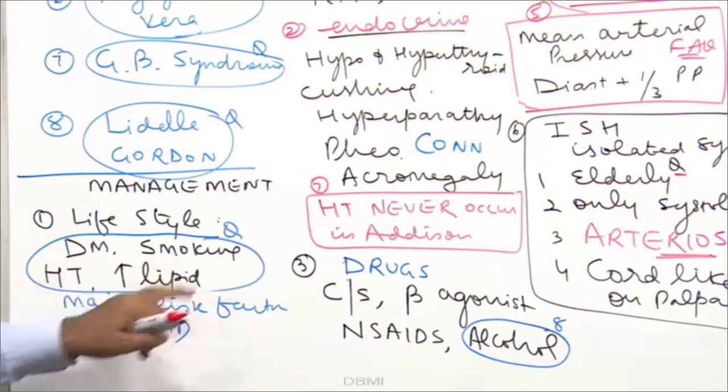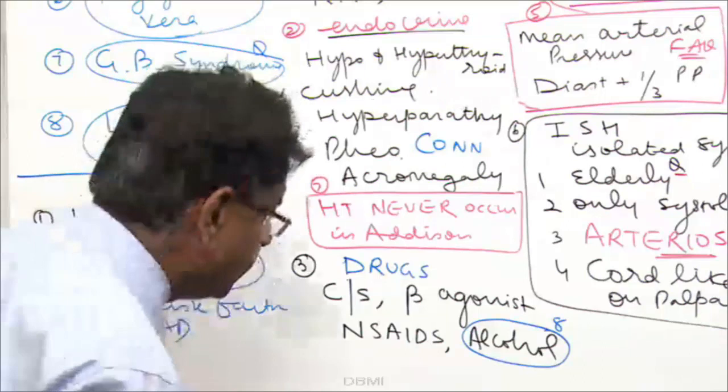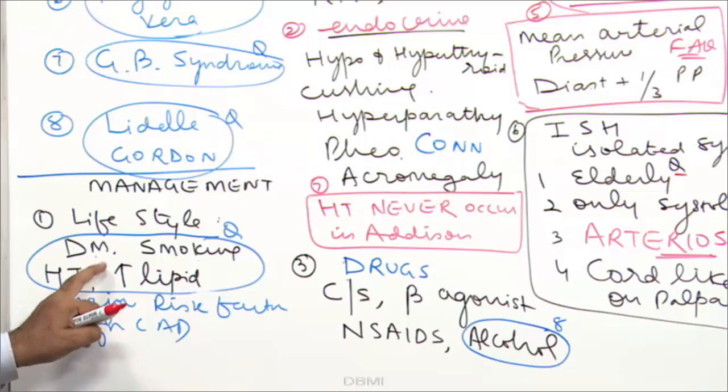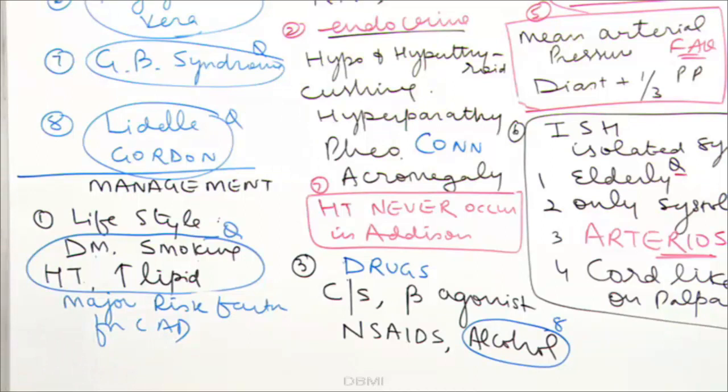This is a very frequently asked question throughout the world, in all exams. So diabetes, smoking, hypertension and hyperlipidemia are the four major risk factors. This is very important. Why? A question in your final prof also, theory and MCQ, everybody, everywhere you have to write it. So the first thing is lifestyle modification.